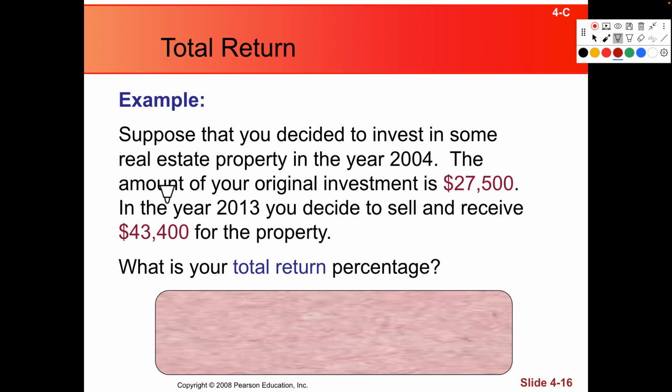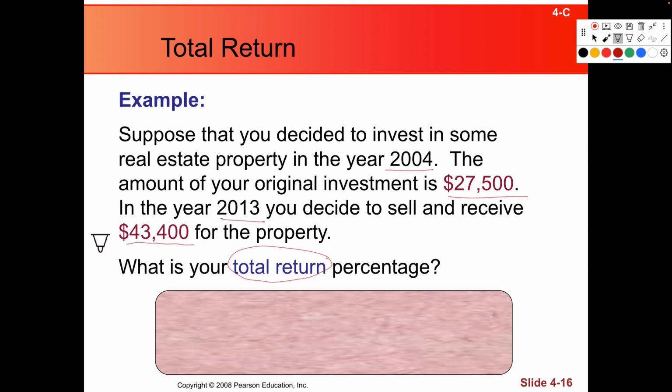Okay, so here's an example. Let's say in 2004, we bought some property and we paid $27,500. Then a few years later, in 2013, we sold it for $43,400. We made a profit, right? So now what is our total return?